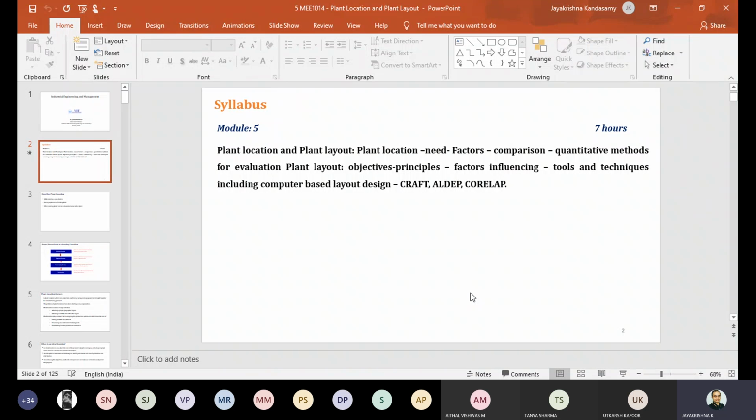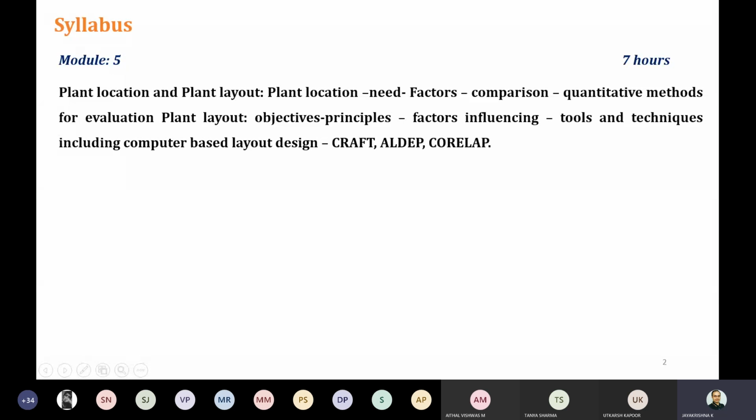Okay, so it is going to be on the next module. What we are going to look at is called plant location. This is plant location and plant layout. This is the module you are going to see for the next class. So here, as per the slide, we are going to discuss plant location: what are the needs, what are the factors to be considered, how it can be compared, and what are the quantitative methods for evaluating the plant layout.